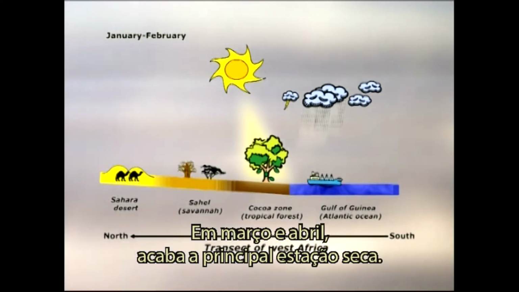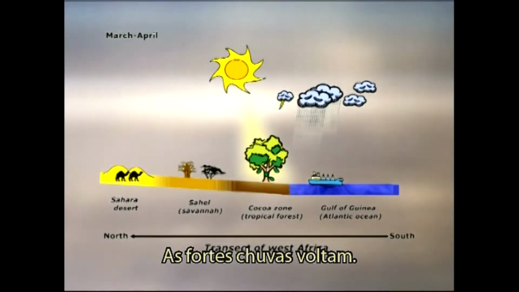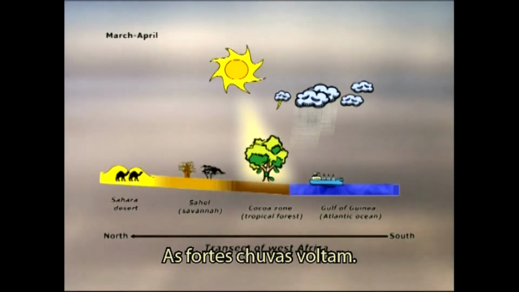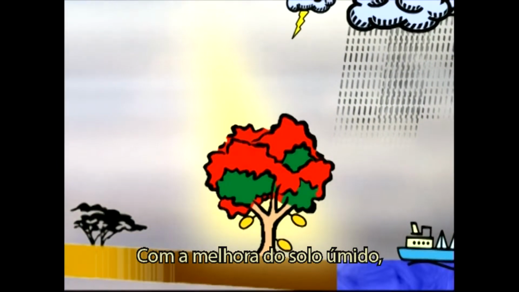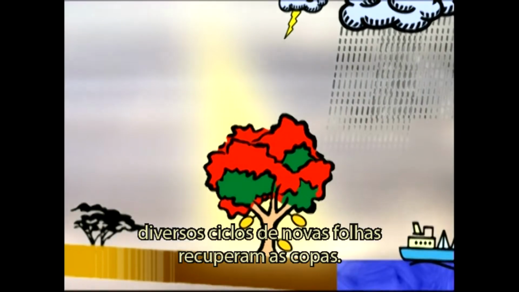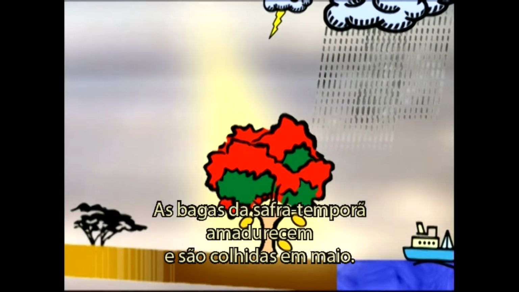In March-April, the main dry season ends. The rains return in the form of localized strong showers. With improved soil moisture, several flushing cycles occur to restore the canopies. Mid-crop pods ripen and are harvested in May.